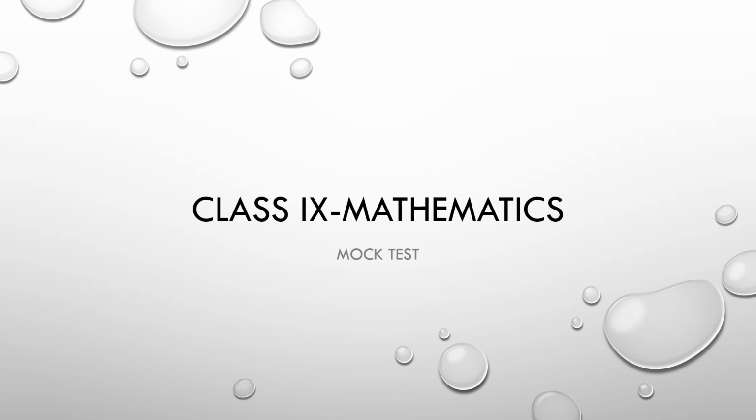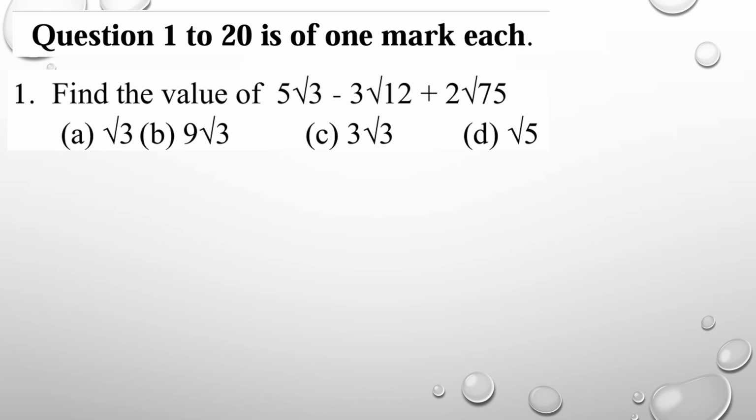Let's discuss class 9th math mock test paper. Starting from section A, there are 20 questions, 1 mark each. Question number 1. Find the value of 5 root 3 minus 3 root 12 plus 2 root 75. Answer will be 9 root 3.